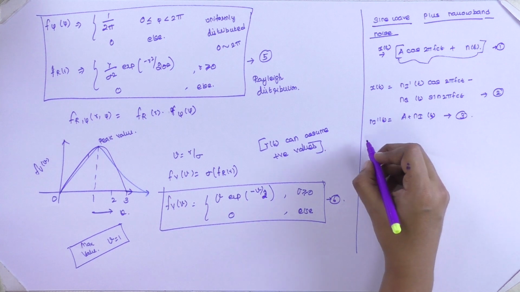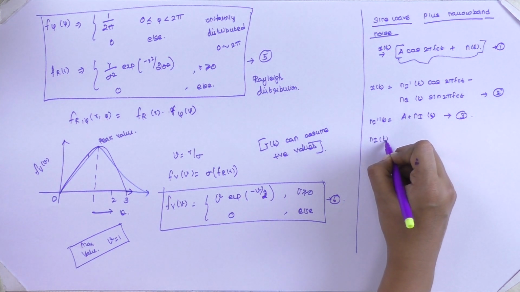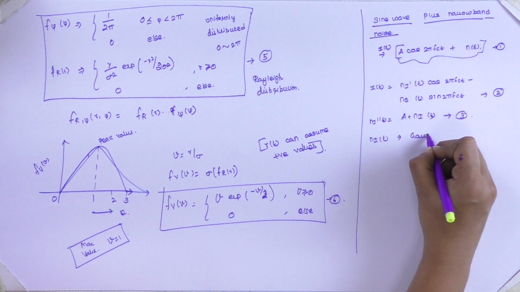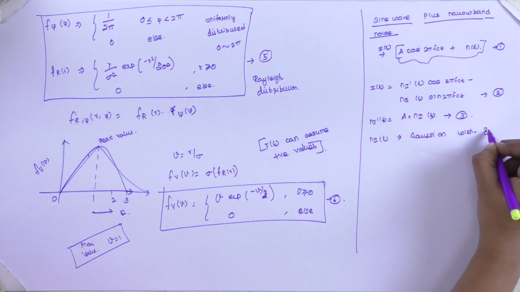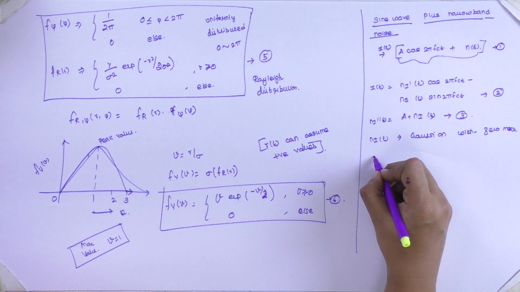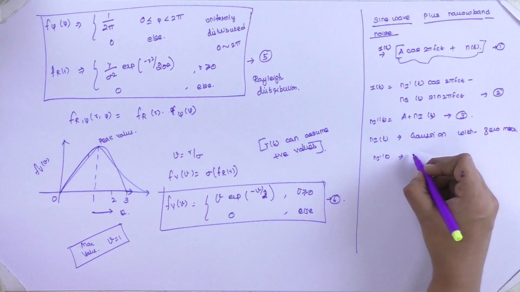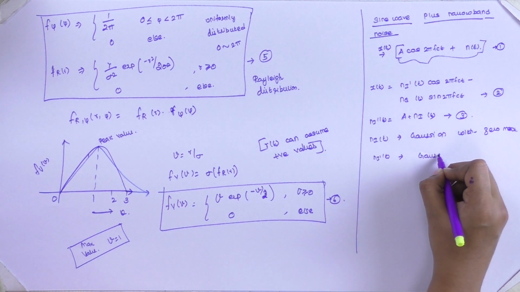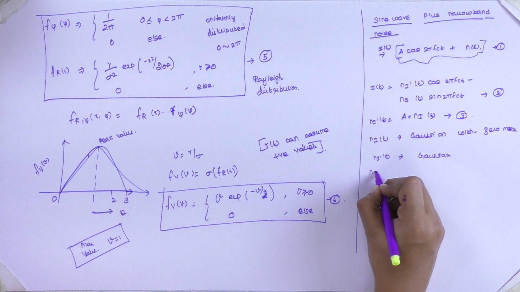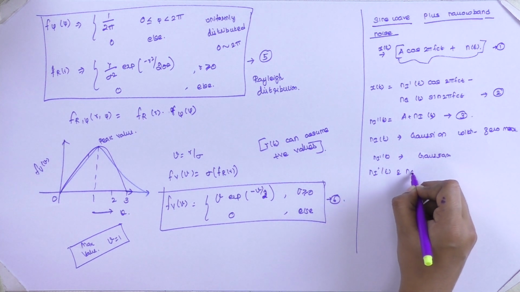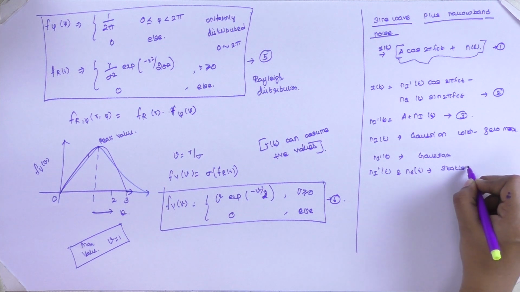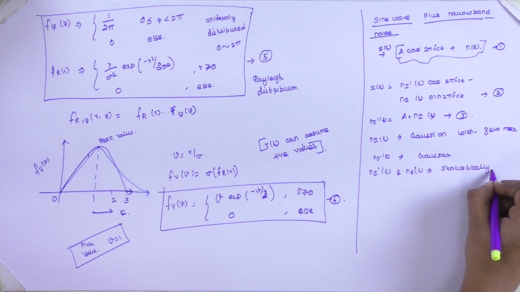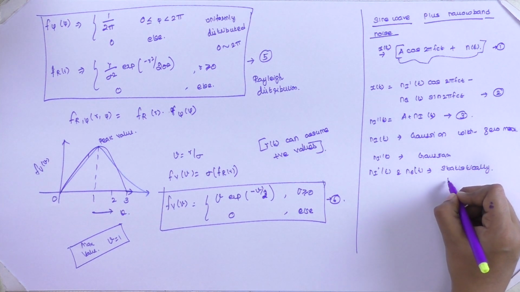And we know that the in-phase component is Gaussian with zero mean. What will happen then to ni'(t)? ni'(t) is also Gaussian, and ni'(t) and nq(t) are statistically independent. It is going to follow the same property as that of the normal narrowband noise.